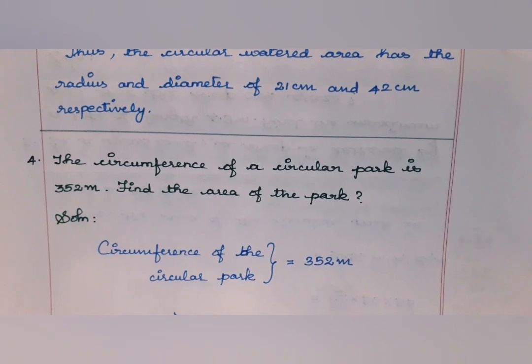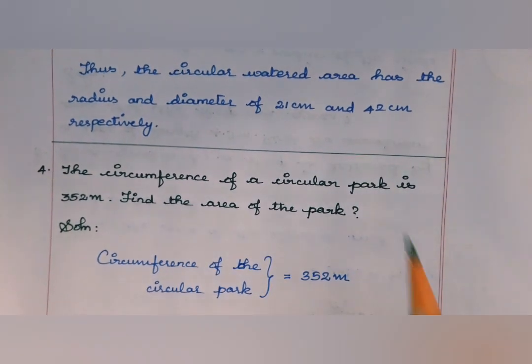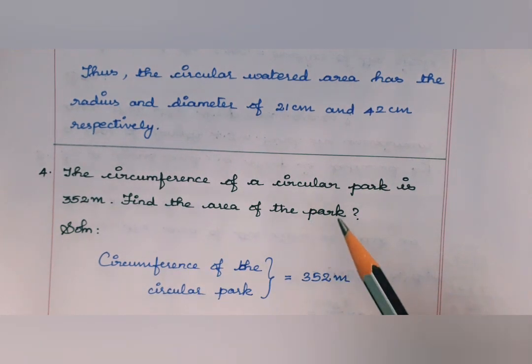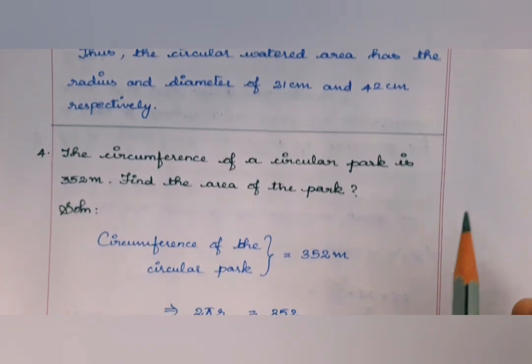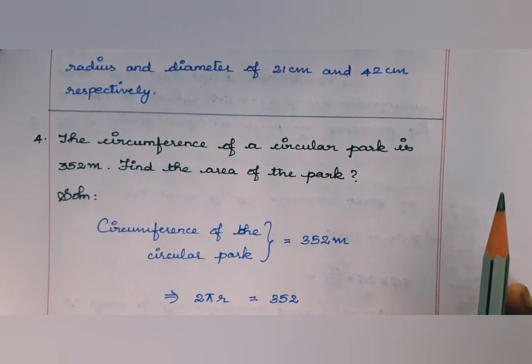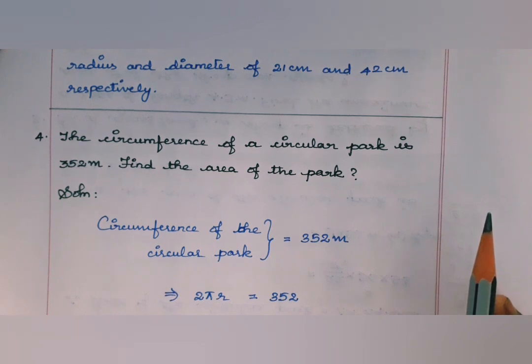Next, we will move on to the fourth question. The circumference of the circular park is 352 meter. Find the area of the park. Okay, so they have given the length of the outer boundary of the park, and they are asking us to find the area of the park. So with the help of the circumference, we can find the radius. After finding the radius, we can find the area of the park.